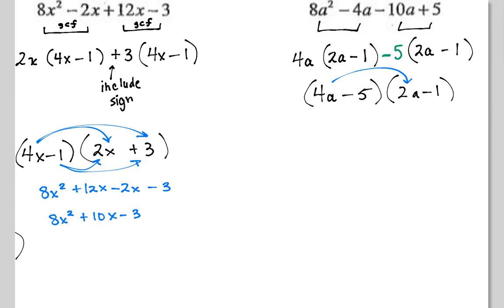Four a times 2a. 4a times negative 1. Negative 5 times 2a. Negative times a negative. And collect like terms in the middle.